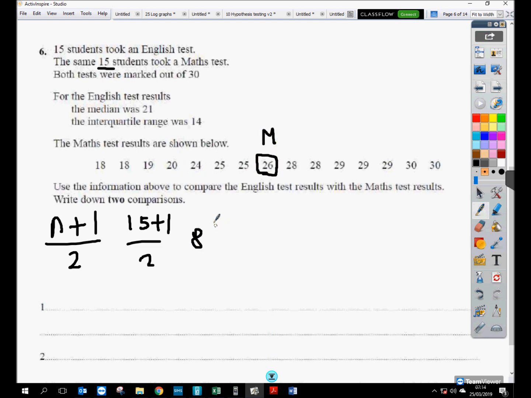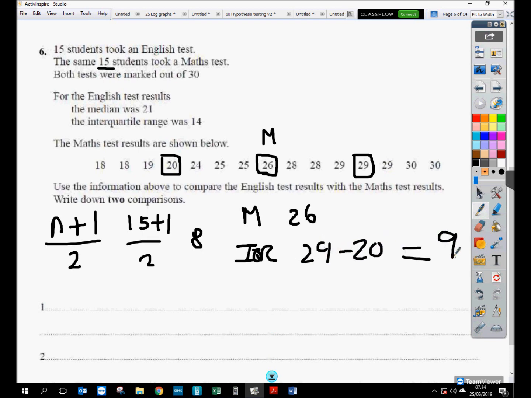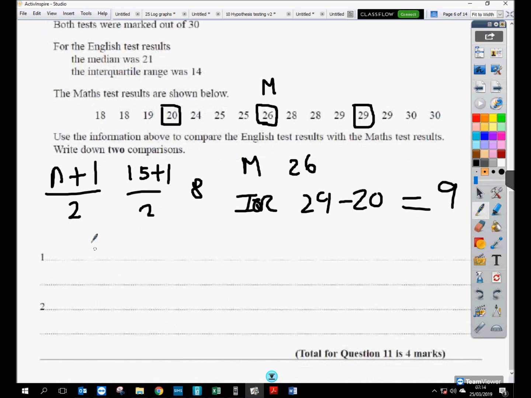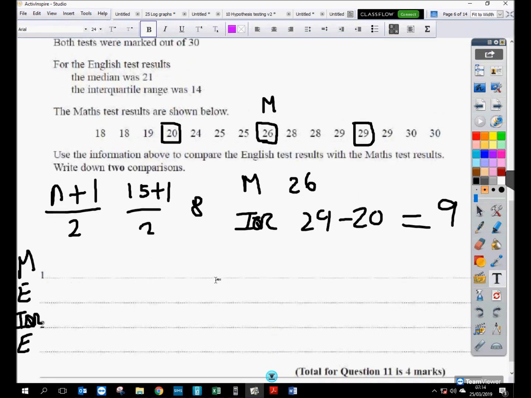If the median is the 8th one, the lower quartile will be the 4th one, and the upper quartile will be the 12th one: 4, 8, 12. So we can write here, median is 26, and the IQR will be 29 minus 20, which is 9. Now, when we're explaining this, we really need to write median, explain, and then IQR, explain. So, let's write a couple of sentences then. So, first of all, for the median, we can clearly see that the maths median is higher. So we can write it like that.